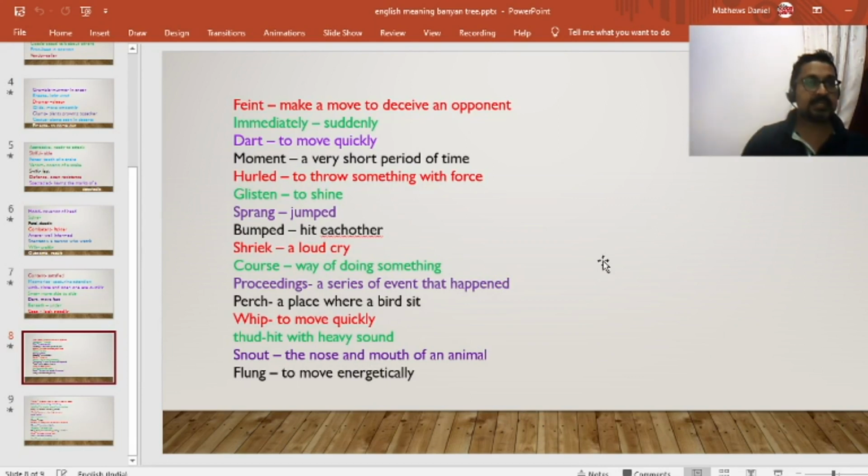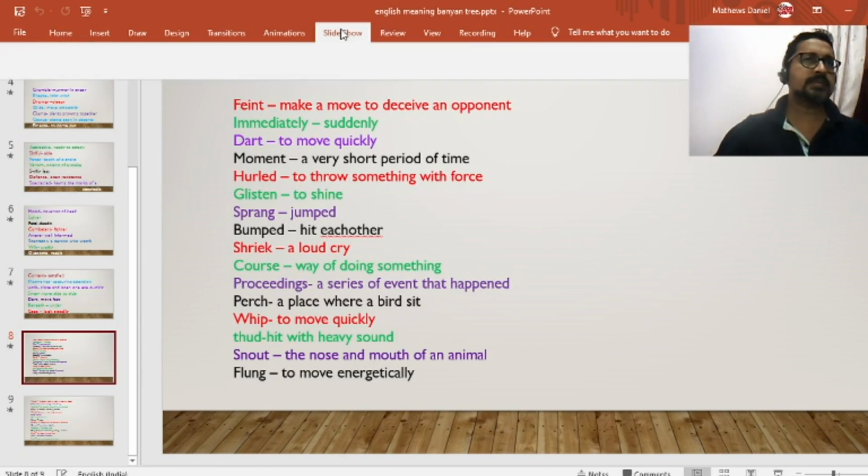Perch, a place where a bird sits. Here perch is in the noun form. Whip, to move quickly. Thud, hit with a heavy sound. Snout, the nose and mouth of an animal. Flung, to move energetically. Once again.